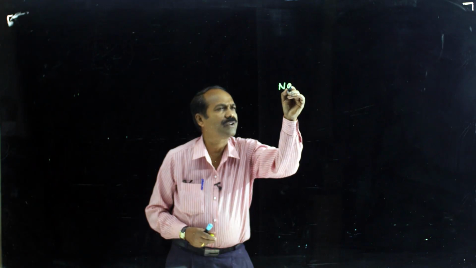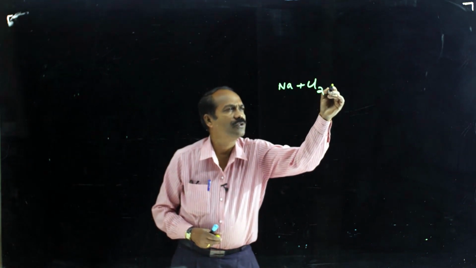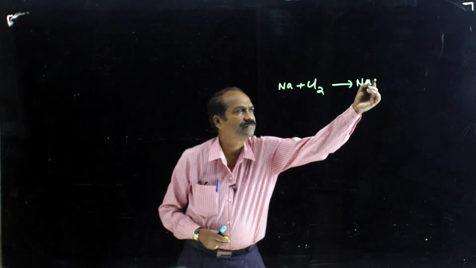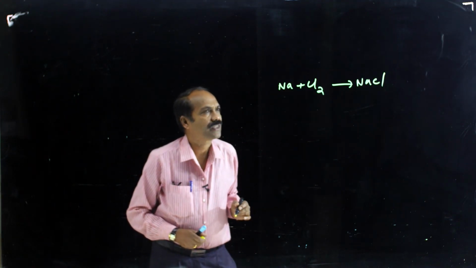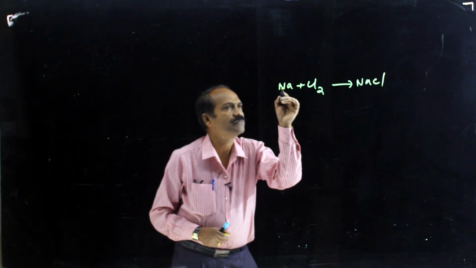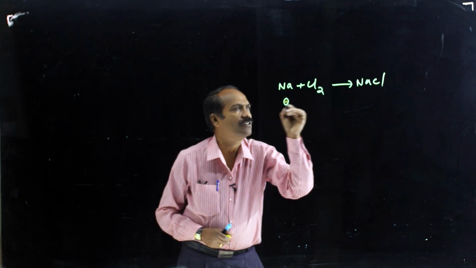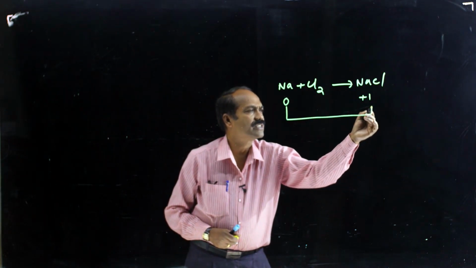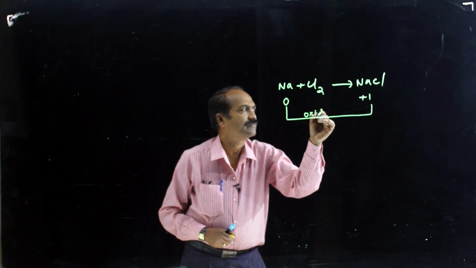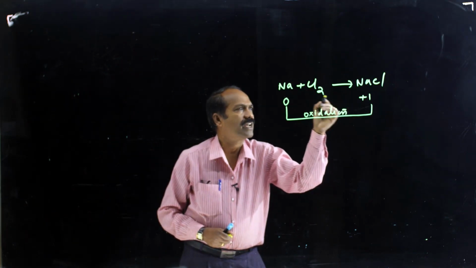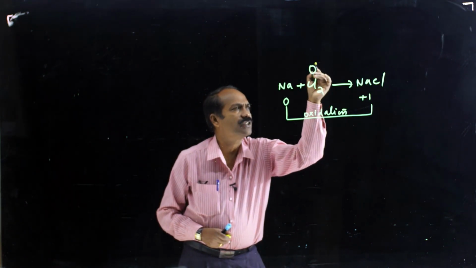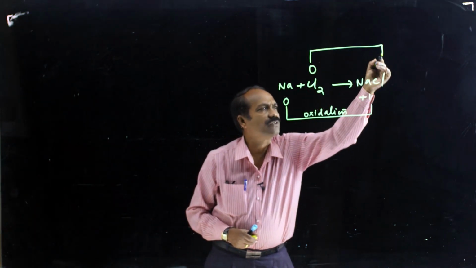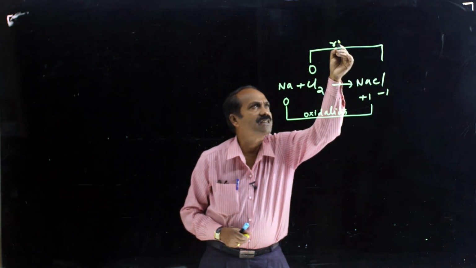How this takes place: if you take a simple example, sodium reacts with chlorine to give sodium chloride. Here sodium's oxidation number is 0, and here the oxidation number is +1. This undergoes, we say, oxidation. Whereas this chlorine has oxidation number 0 and it becomes -1 here. Therefore, we say it is reduction.